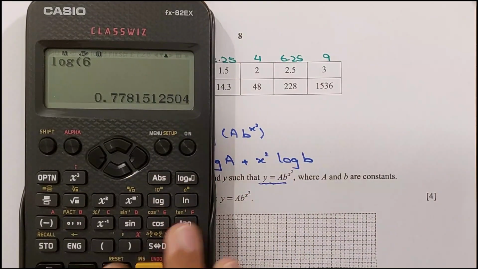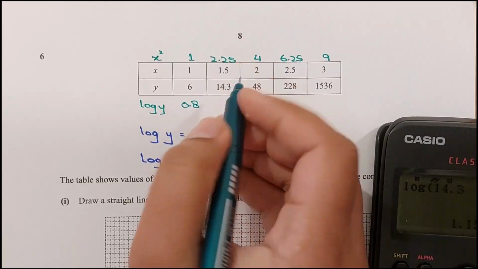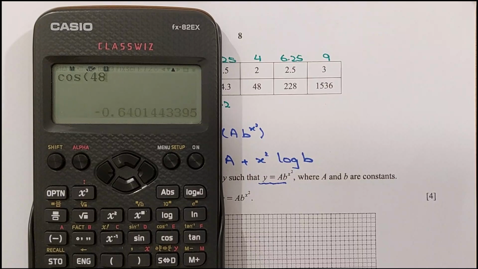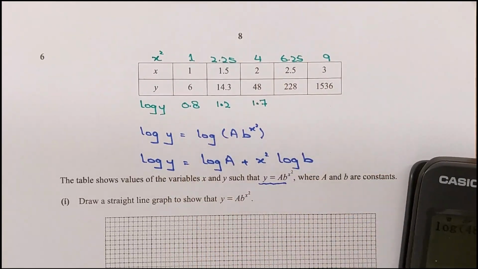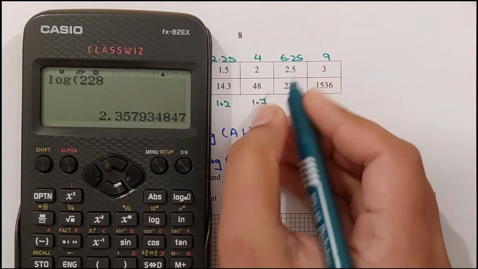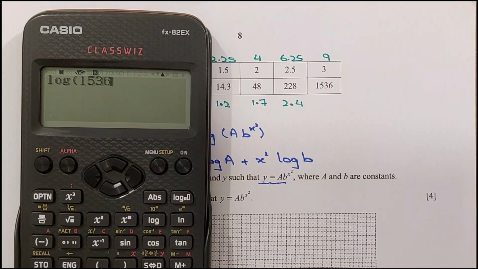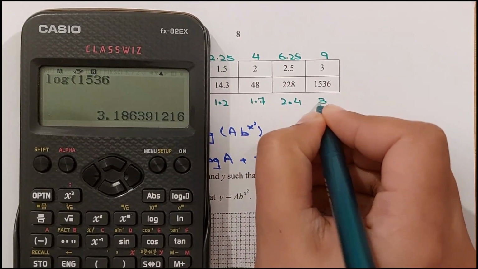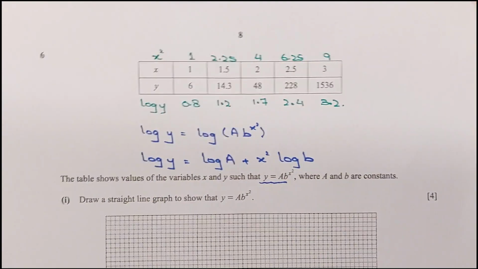Log 14.3 is 1.2, log 48 is 1.7, log of 228 is 2.4, and log of 1536 is 3.2. Okay, now we have to plot x square against log of y.